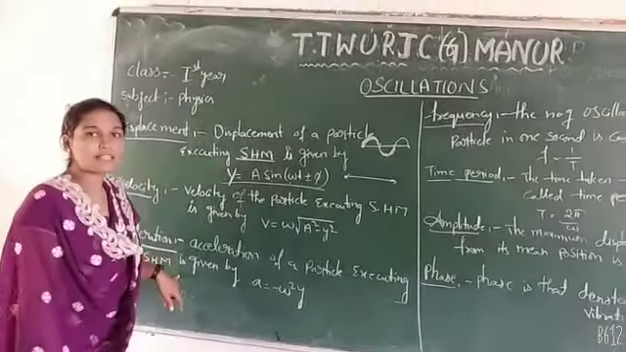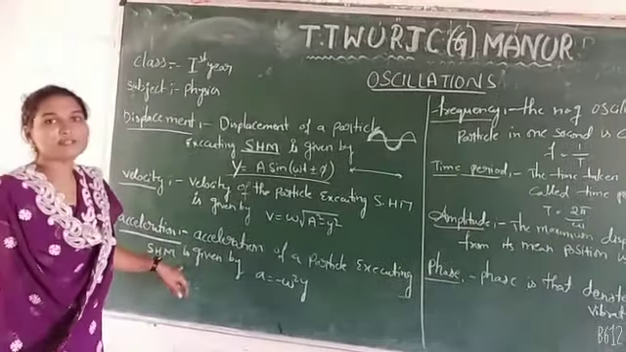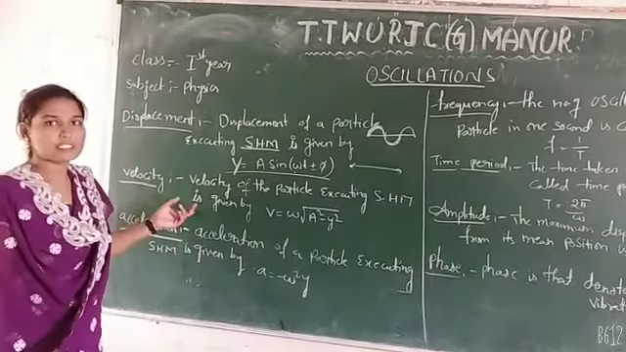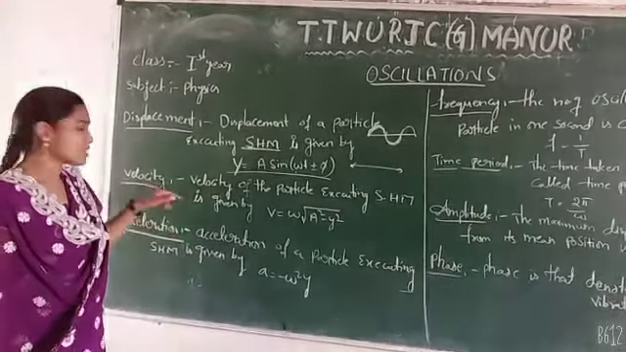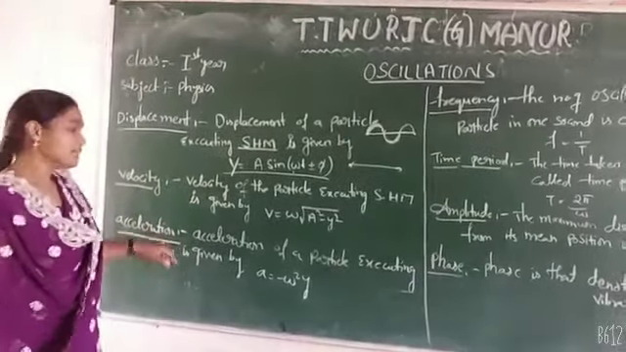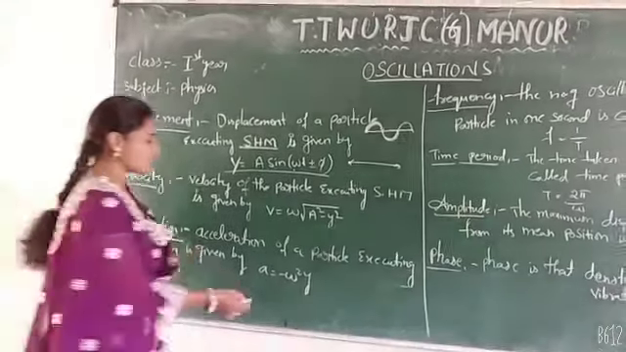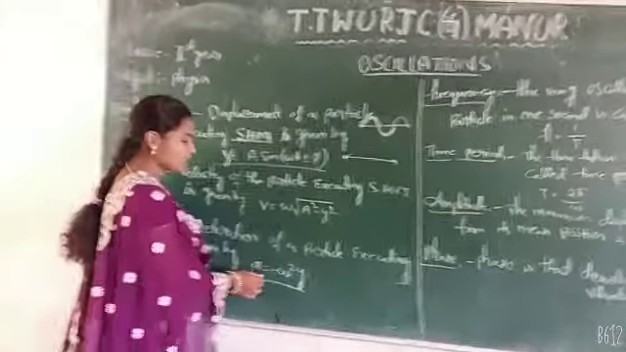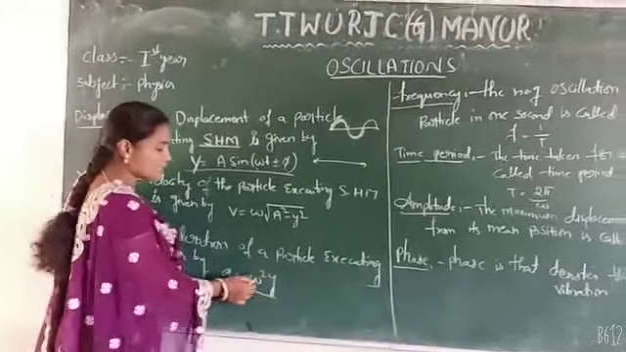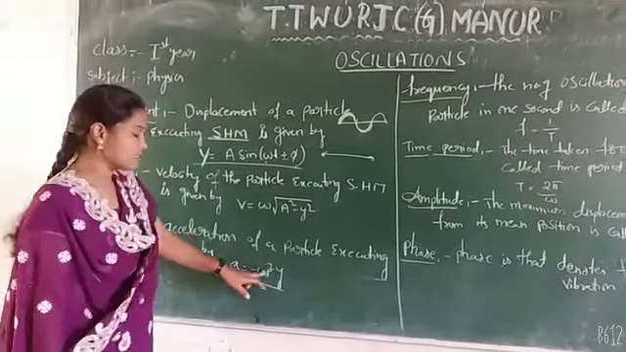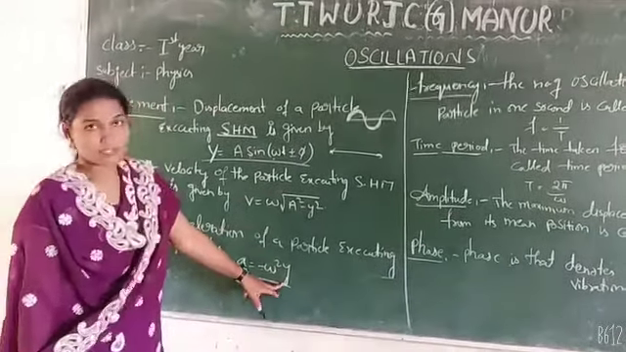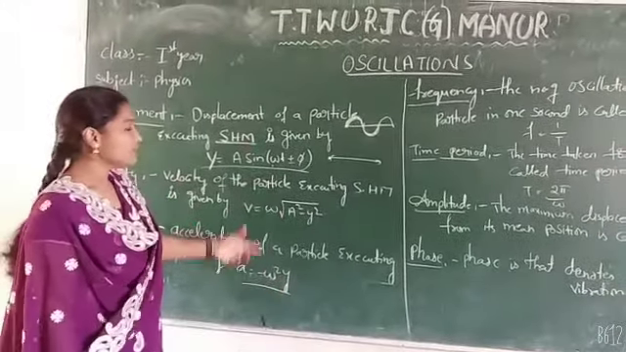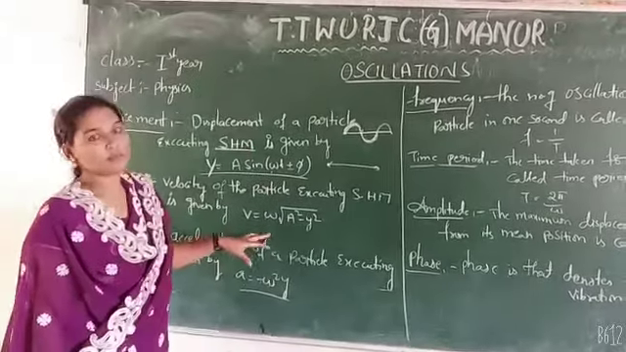Next come to the acceleration. What do you mean by the acceleration? Acceleration is nothing but the rate of change of velocity. The velocity with respect to time will give you the acceleration, but in the case of simple harmonic motion, the acceleration is denoted with a is equal to minus omega square y. Here omega is the angular velocity, and y is the displacement. These are the equations in the case of simple harmonic motion.